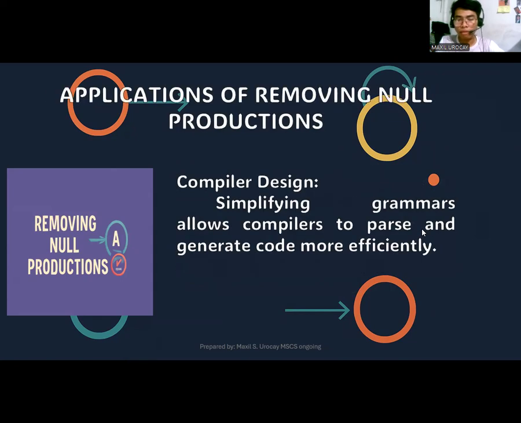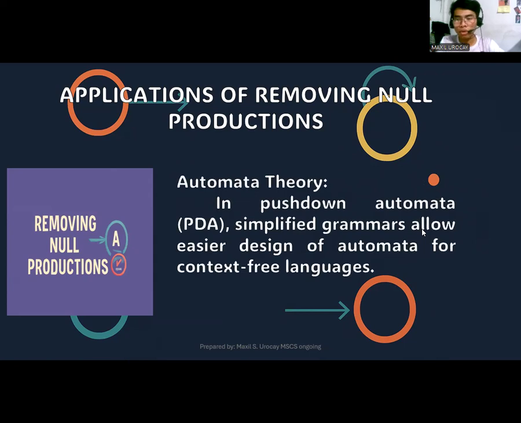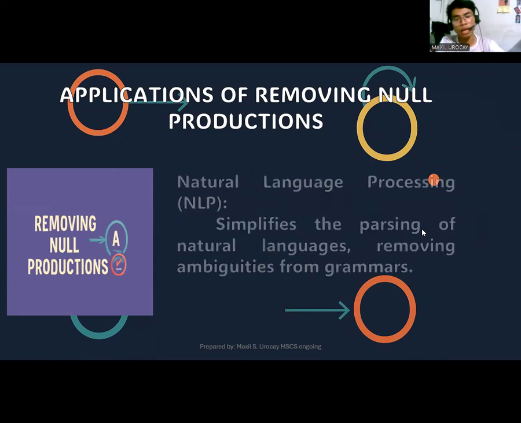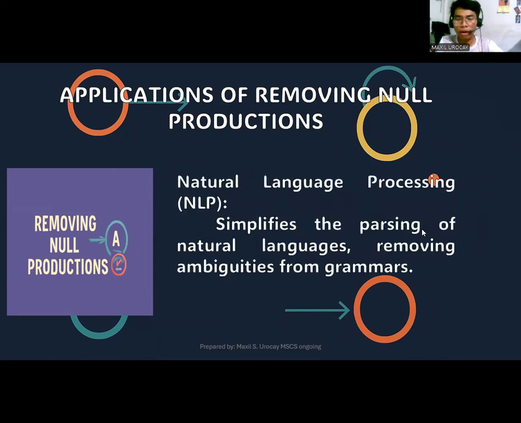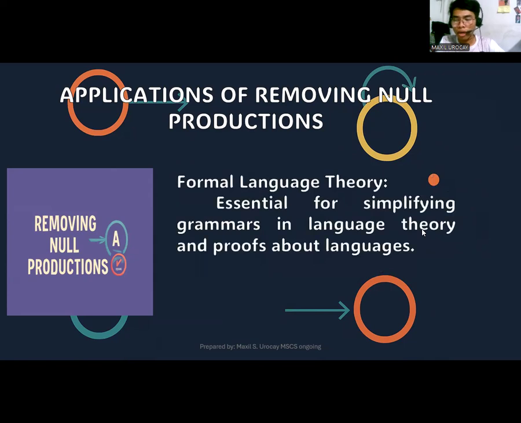In compiler design, simplifying grammars allows compilers to parse and generate code more efficiently. And those are the applications. And for automata theory also, in pushdown automata, simplified grammars allow easier design of automata for complex query languages, and for NLP, it will simplify the parsing of natural language by removing ambiguities from the grammar. And in formal language theory, it is also essential for simplifying the grammars of the language theory and proofs about the languages.